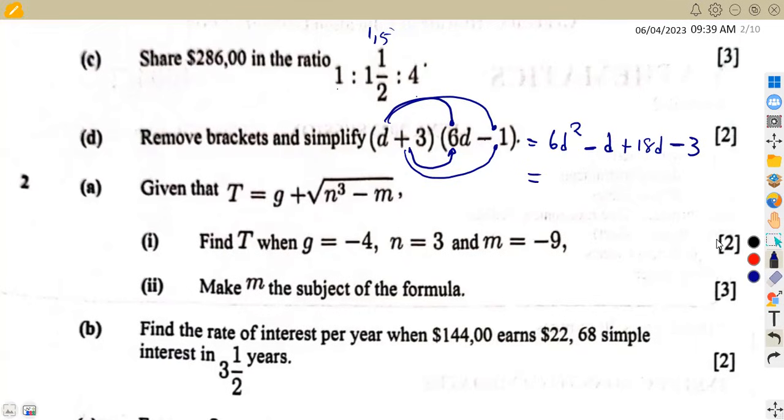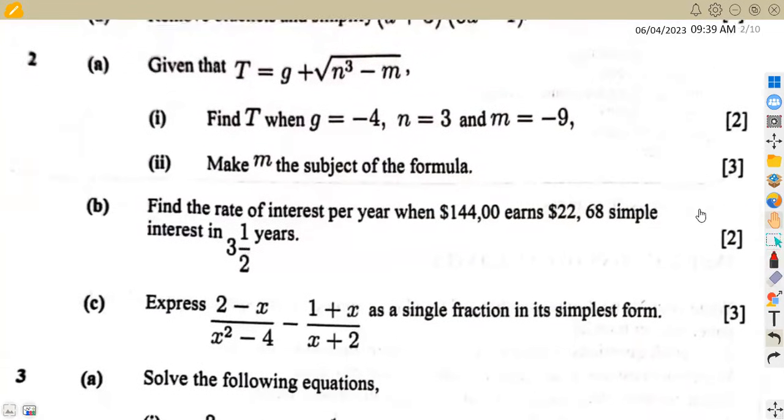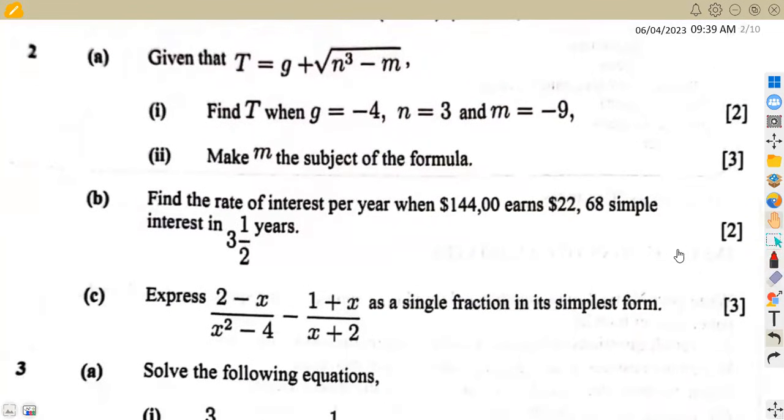If you simplify here, we've got like terms. This is same as minus 1D. So you can collect like terms. That is going to be 6D squared, minus 1 plus 18 from your calculator, that is going to give you 17, so that's 17D minus 3. So utilize your calculator. This is paper 2. Do not strain your brain too much whilst you have the calculators. You can use your calculator direct.